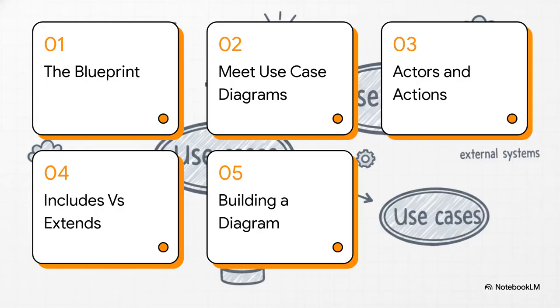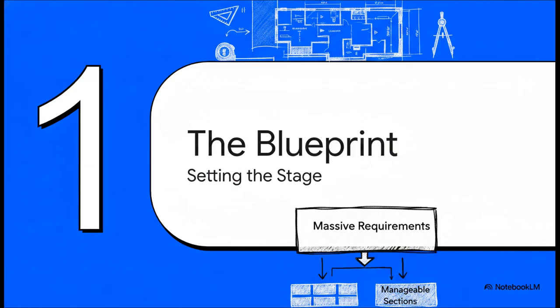All right, so here's our roadmap for today. First, the blueprint before coding. Second, meet the use case diagram. Third, finding actors and actions. Fourth, includes versus extends. And finally, building a practical diagram. Let's get into it. Section 1.